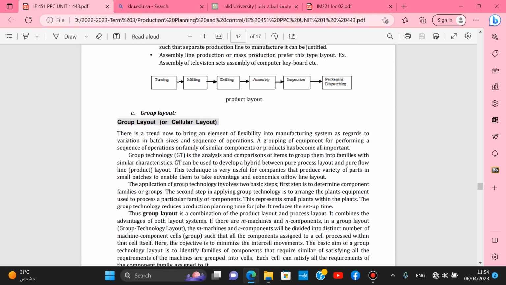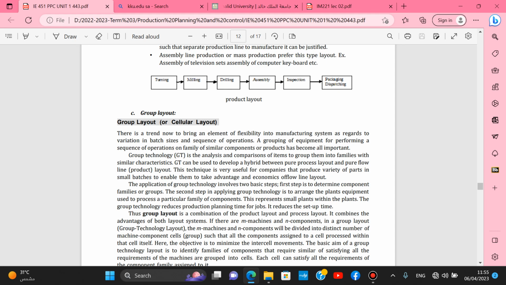Group layout هو cellular layout. There is a trend now to bring an element of flexibility into manufacturing system as regards to variation in batch sizes and sequence of operations. هذه طريقة يعني هي معقدة شوية لكن متطورة تعتبر ويعني وناجعة.